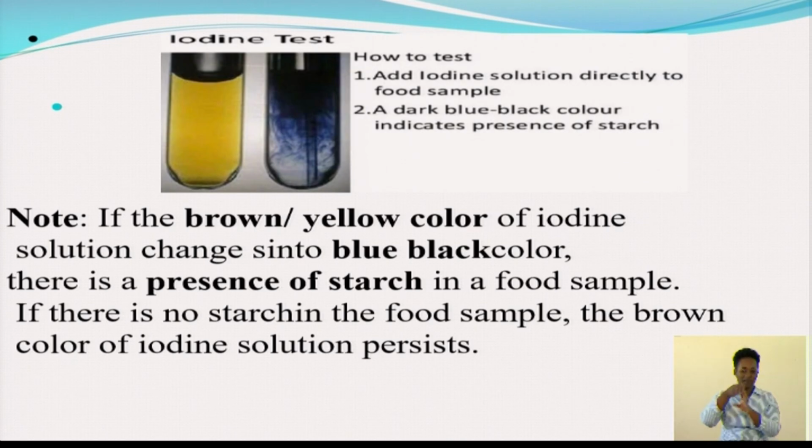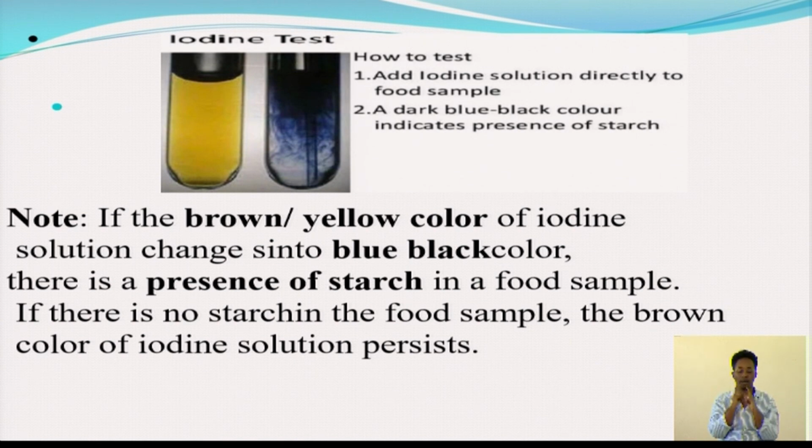If there is no starch, as I've seen when I used the control experiment of a sample of pure water or distilled water, the color of the iodine solution persists. The brown color of the iodine solution persists.